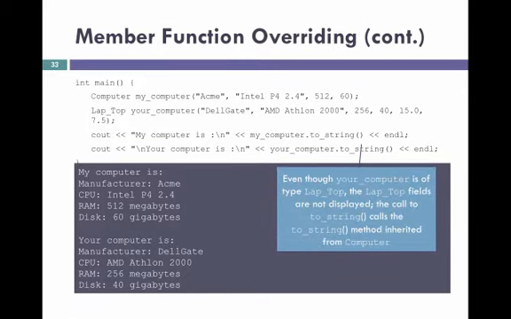So notice, even though yourComputer is of type laptop, when we called toString, we get the method that was inherited from computer. And remember, that toString method for computer only outputs the 4 fields that are defined in the computer class. So that method doesn't know anything about the derived class laptop, and so it wasn't able to output those additional fields.